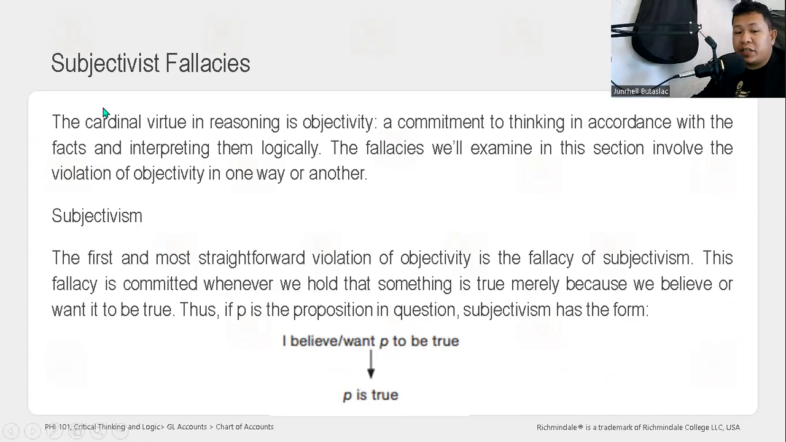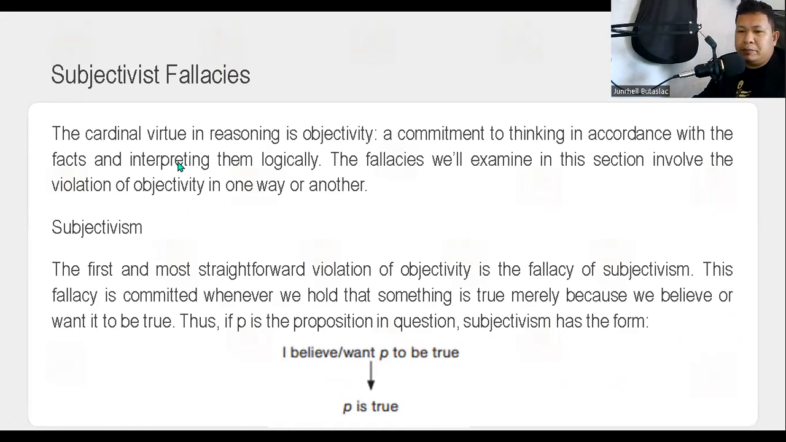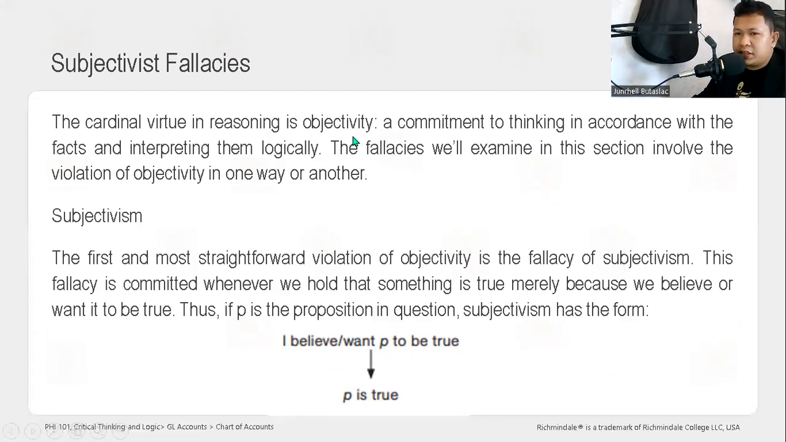Okay, so subjectivist. The cardinal virtue in reasoning is objectivity. That is your commitment to thinking in accordance with the facts and interpreting them logically. So the fallacies we'll examine in this section involve the violation of objectivity in one way or another.